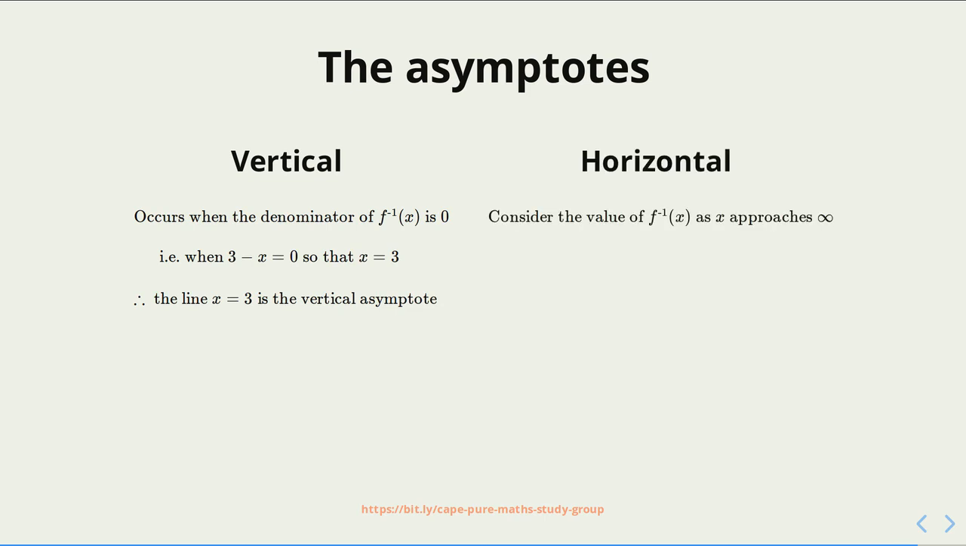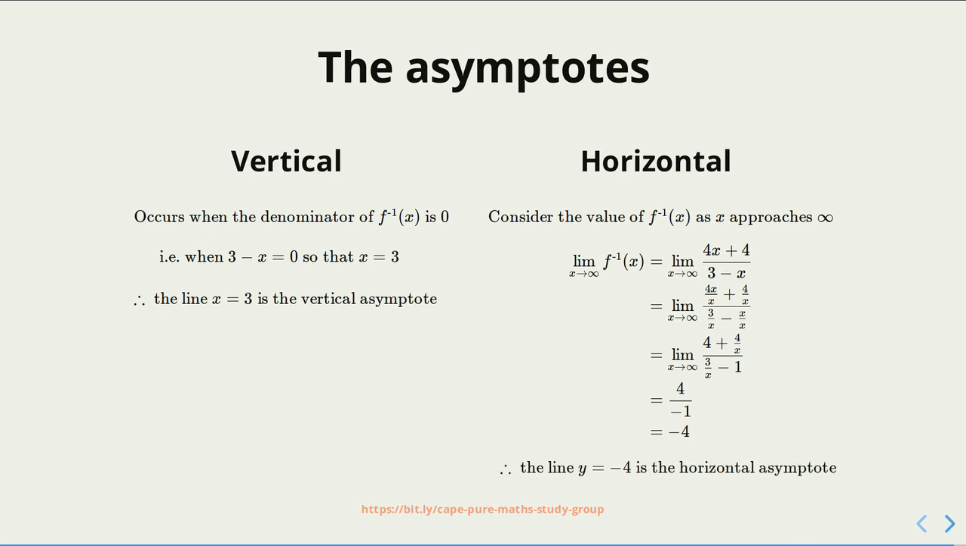To get its horizontal asymptote, we find the value that the inverse function approaches as x approaches infinity. That is, we find the value that 4x plus 4 on 3 minus x approaches as x approaches infinity. Dividing throughout by x, we get 4 plus 4 on x, all divided by 3 on x minus 1. As x approaches infinity, 4 on x approaches 0, and 3 on x approaches 0. So we end up with 4 divided by negative 1, which is equal to negative 4. Therefore, the line y equal to negative 4 is the horizontal asymptote.